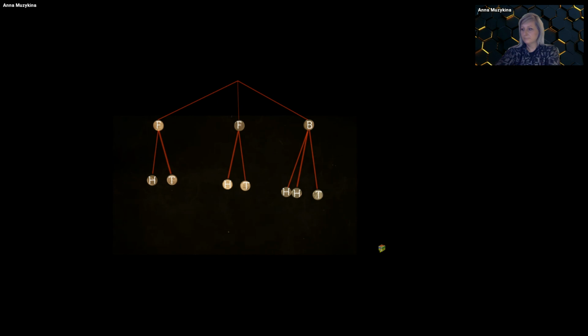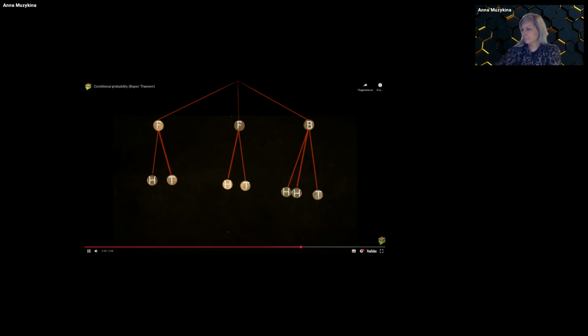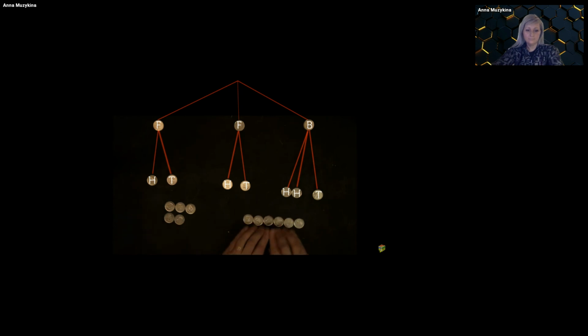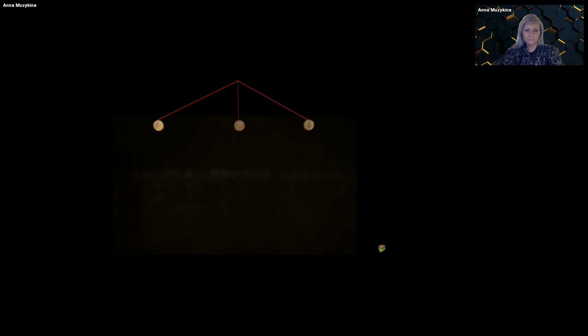Now the trick is to always make sure our tree is balanced, meaning an equal amount of leaves growing out of each branch. To do this, we simply scale up the number of branches to the least common multiple. For 2 and 3, this is 6. And finally, we label our leaves.